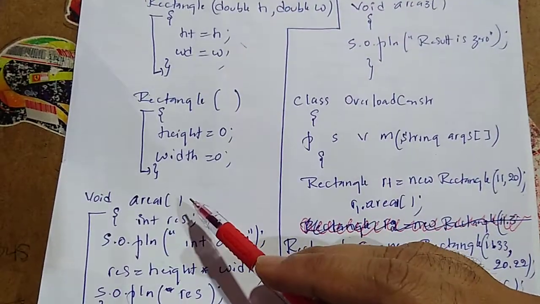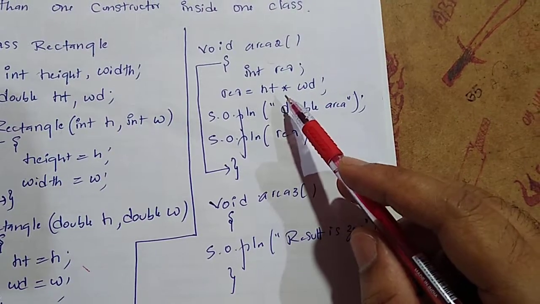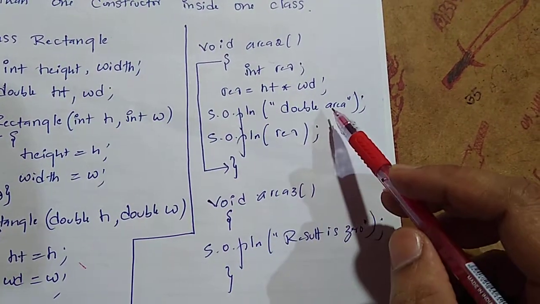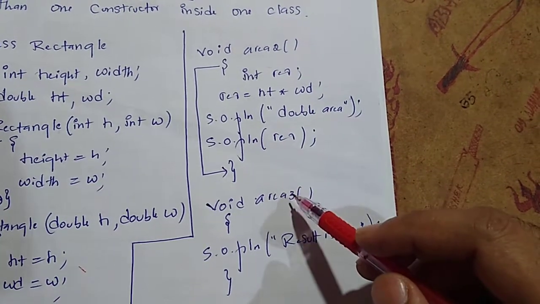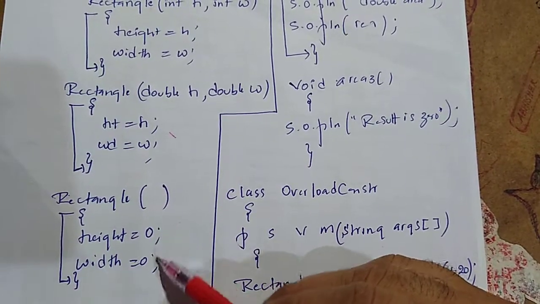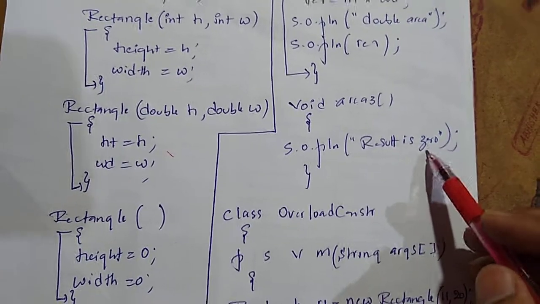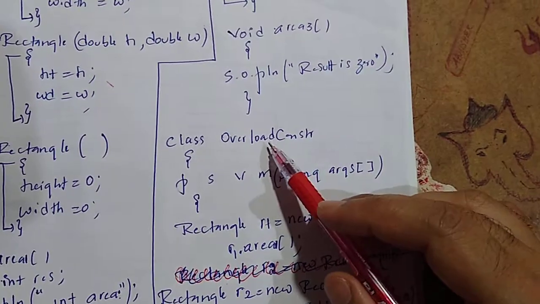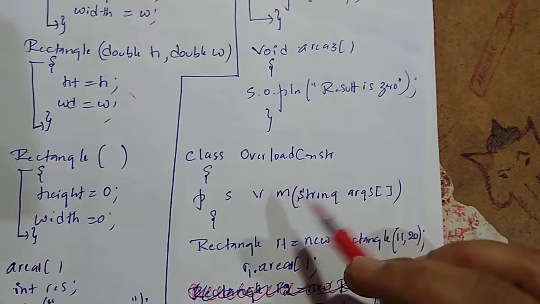We have area1 to calculate the area of integer values, and area2 to calculate the area of two double values, double or floating point being the same. For area3, since we are in the plain constructor, we are assigning 0, so the result will be 0. Now I've taken one more class named ClassOverloadConstructor; you can take any name. Within it there is a public static void main.